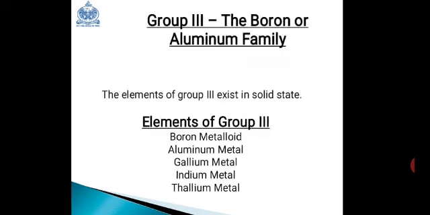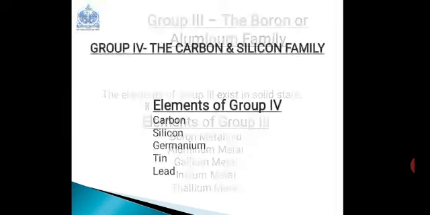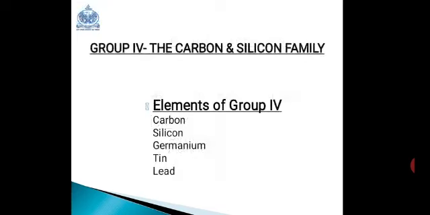Now I am discussing group 3, the boron and aluminium family. The elements of this group are boron, aluminium, gallium, indium and thallium. Group 4, the carbon and silicon family. Elements of this group are carbon, silicon, germanium, lead and tin.